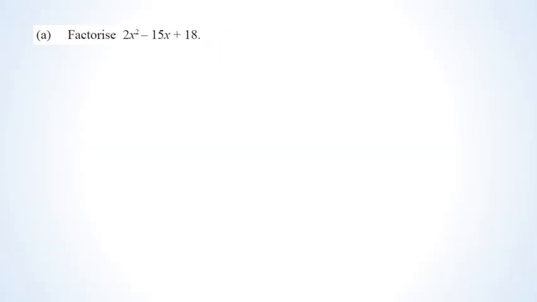So the first question here, it's asking you to factorize this particular quadratic. The way I've done it, you might have a different way of doing this, but I actually multiply 2 times 18, which is 36. And I'm looking for a combination of numbers that multiply to 36 and add to minus 15. I kind of know that the combination of numbers here is going to be negative 12 and negative 3. Basically negative 12 times negative 3 is 36, and negative 12 plus negative 3 is going to be negative 15.